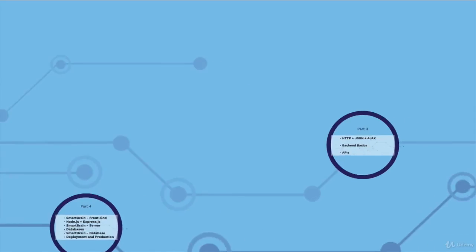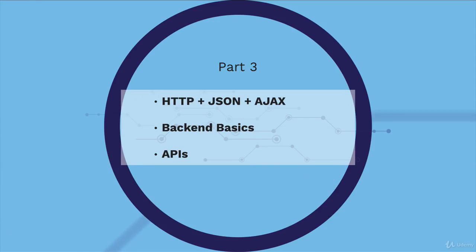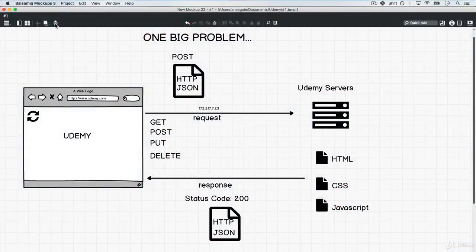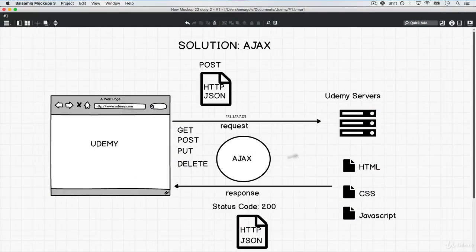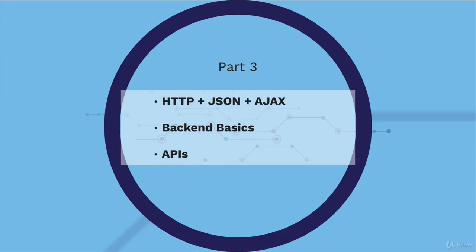From part 2, we'll move on to a nice short one, which will introduce us to the world outside of just the front end. That is, just building websites without communicating with any other website or the outside world or servers. We're going to learn about HTTP, JSON, and AJAX, something that will open up a world of possibilities. We'll learn about the backend basics and what backend developers do. And then finally, I'll introduce you to some APIs, what APIs are, and definitely some really interesting APIs that are out there.